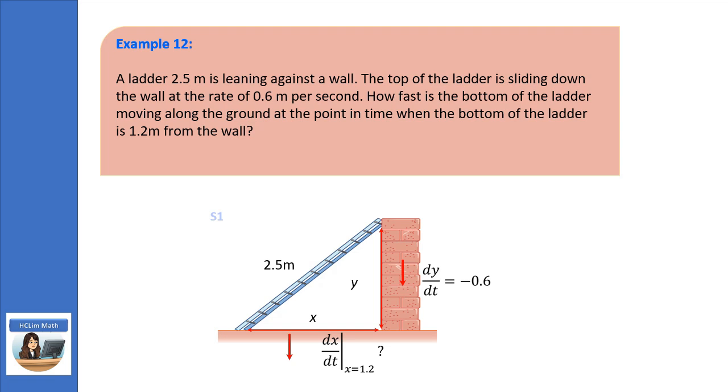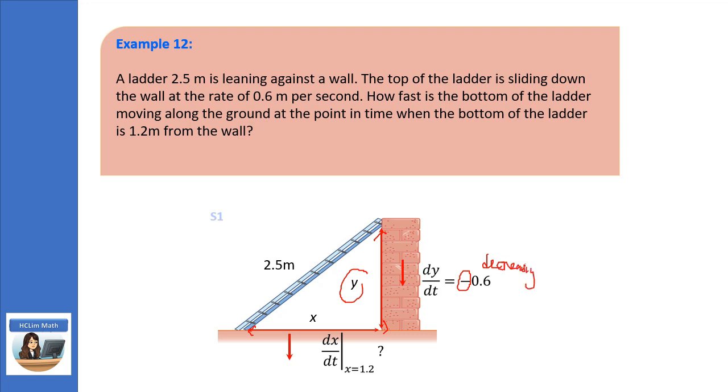Okay, so for these cases, for example, I denote the distance from the top of the ladder to the ground as y. The distance is y, and the distance from the bottom of the ladder to the wall is x. Since the ladder is sliding down, this means that the rate dy/dt is negative 0.6. It means that the length y keeps on decreasing, so I put a negative value here.